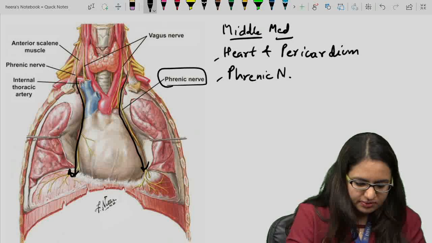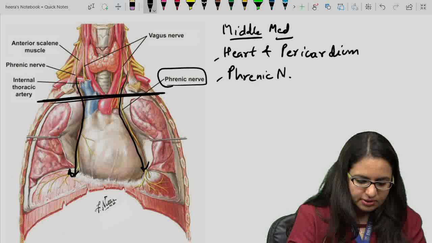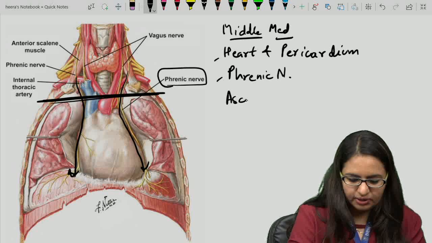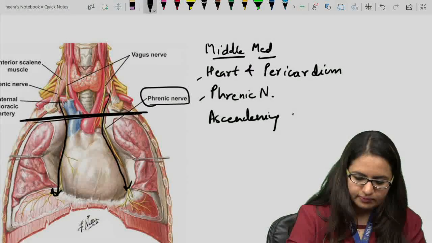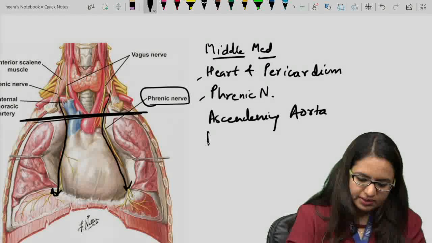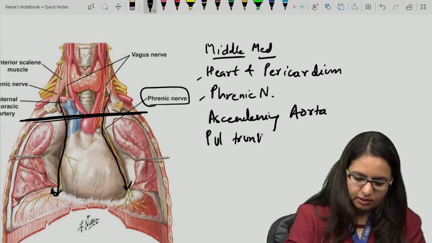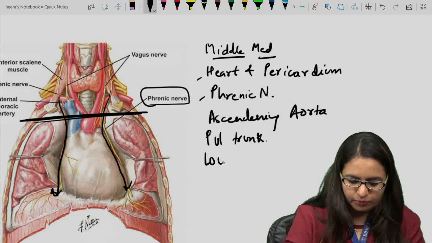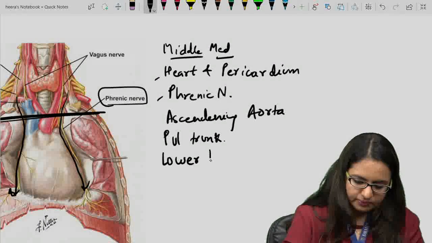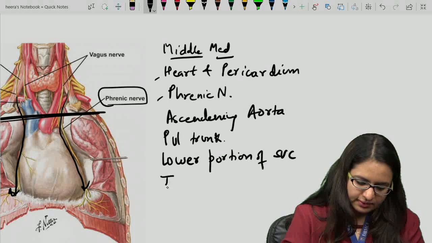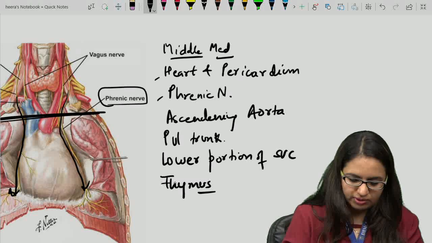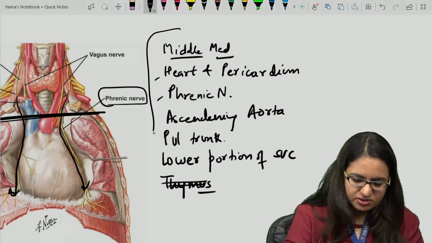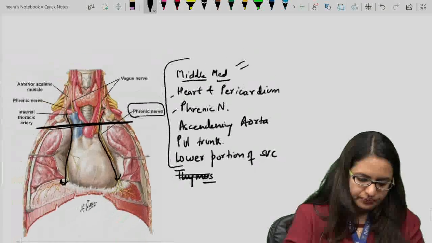Then the middle mediastinum also consists of the ascending aorta, the pulmonary trunk along with the branches of the pulmonary trunk, and the lower portion of the superior vena cava. These are the structures which are present in the middle mediastinum.